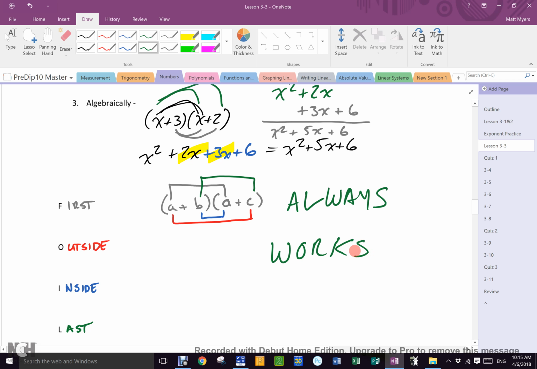So what if I had A plus B plus C, a trinomial, times A plus B? Would you follow the same pattern? Yeah, over there. Sure. First, outside, right? Now what about this guy? First, outside. Then this guy. First, outside. Everybody with me?